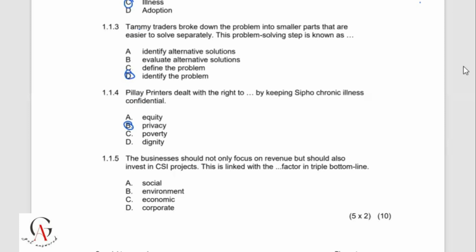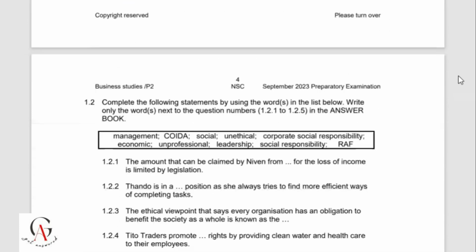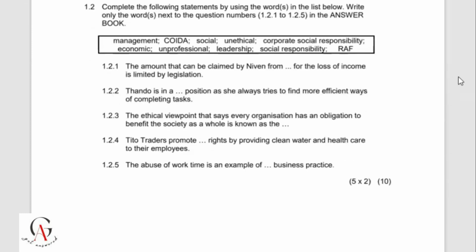Okay, right. So now let's move on to the next question, which is 1.1.5. It says the businesses should not only focus on revenues, but should also invest in corporate social investment projects. This is linked with the dash factor in bottom line. Our appropriate answer in this regard is going to be C. Okay, right, grade 12. Now let's move on to 1.2. So 1.2 reads as follows.